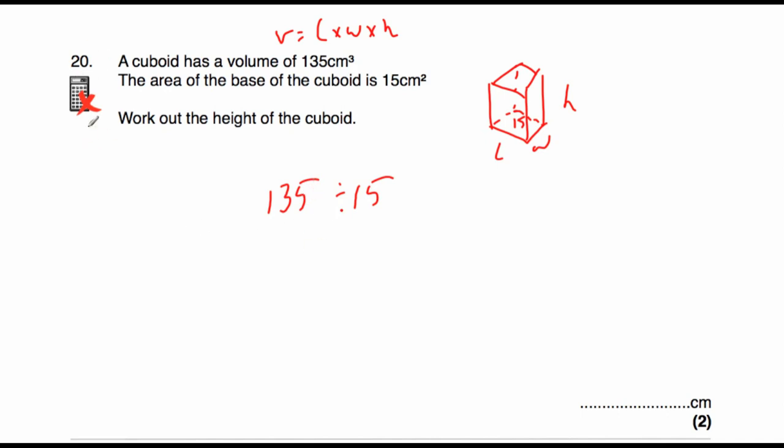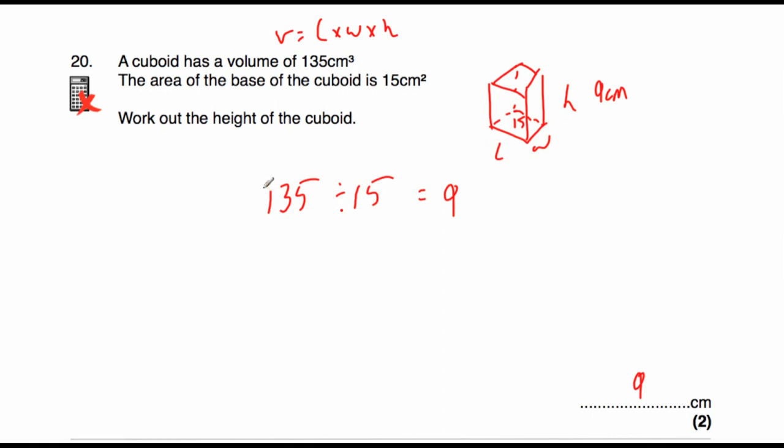Now, this is a non-calculator question, so there's different ways you can do this. You could list all the multiples of 15 if you wanted to. Now, one thing I've noticed is that 10 15s is equal to 150. 135 would be one less 15, so that would be 9. So that means the height of our cuboid must be 9 centimeters, and that's it. So the answer is 9 centimeters.